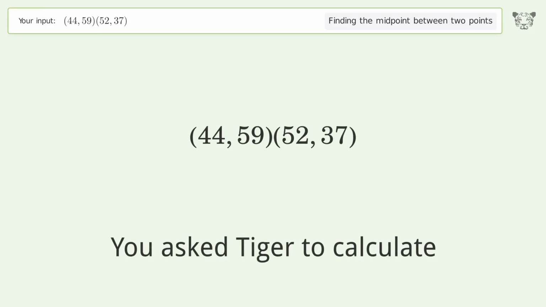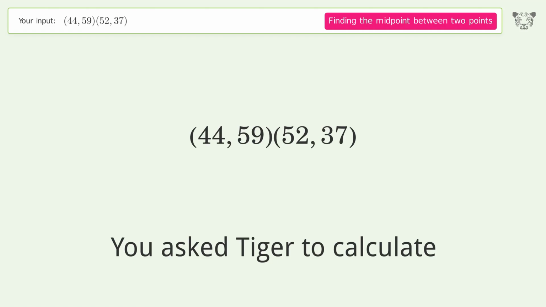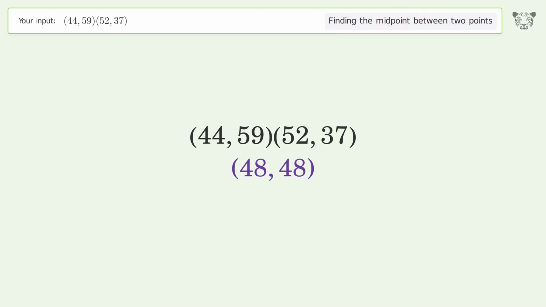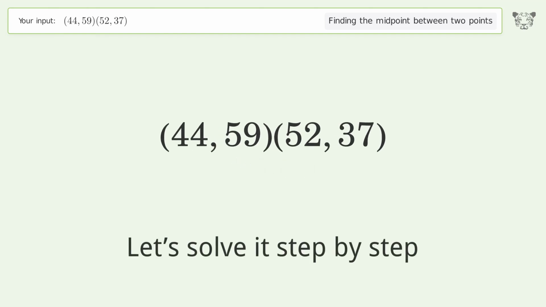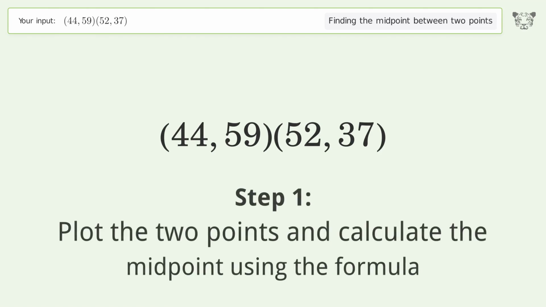You ask Tiger to calculate. This deals with finding the midpoint between 2 points. The midpoint between the 2 points is 48, 48. Let's solve it step by step. Plot the 2 points and calculate the midpoint using the formula.